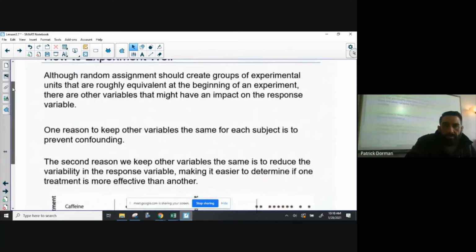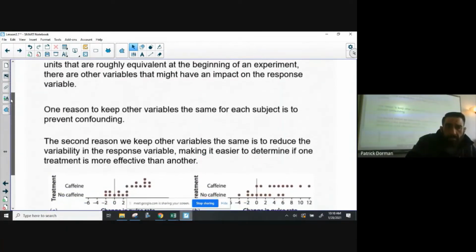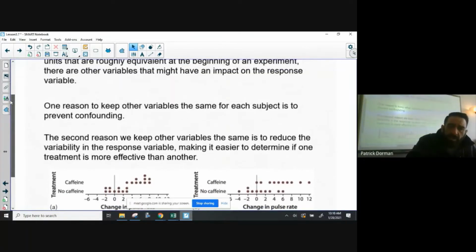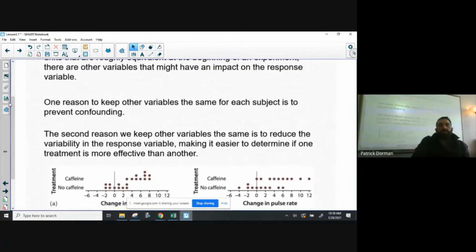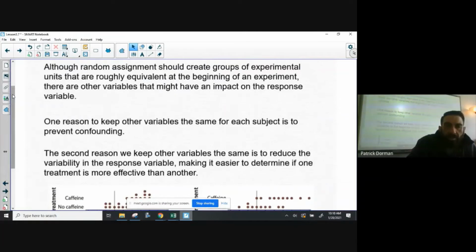All right. So essentially what we need to do is keep our subjects as similar as possible. We don't want to be measuring the differences in our subjects, right? We'd like to be measuring the difference between the experiment and the control group. And that prevents us from introducing some sort of confounding variable.